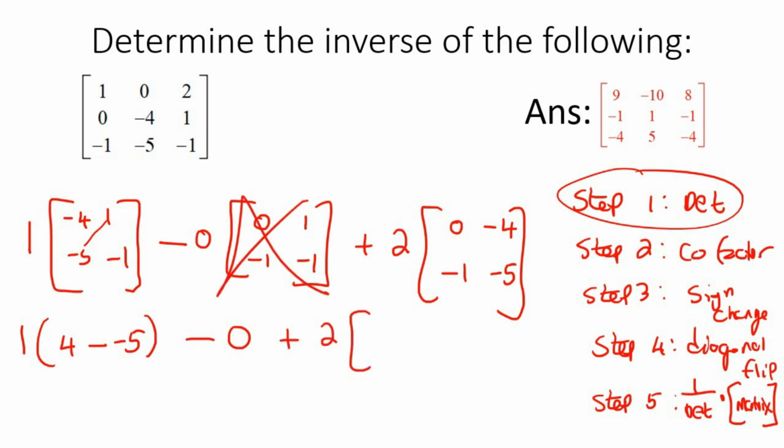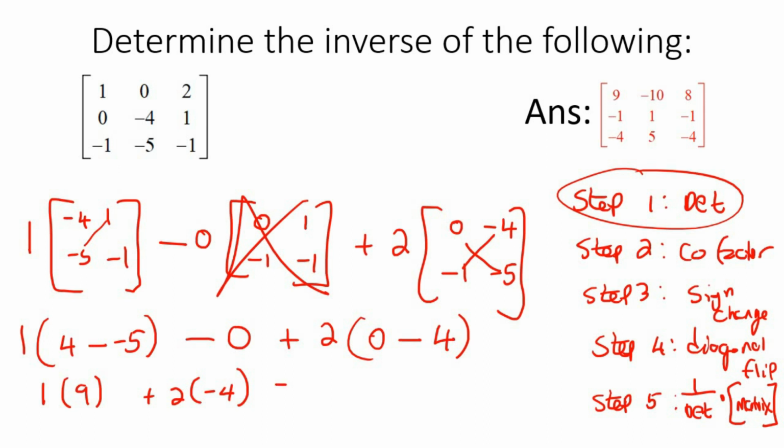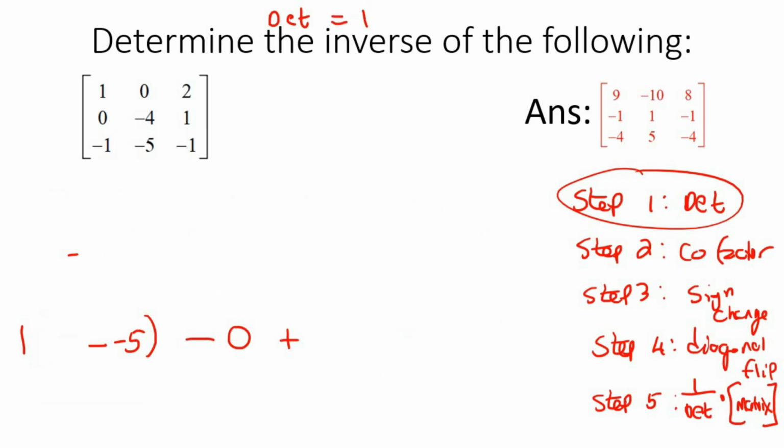Then plus 2. And then, brackets, just normal brackets. And so 0 times -5 is 0, take away, and then -4 times -1 is 4, like that. And so if we had to go work this out now, it'll be 1 times 9 plus 2 times -4, and so that's going to give us 9, take away 8, which is 1. So there we've done the first step. So our determinant is 1.